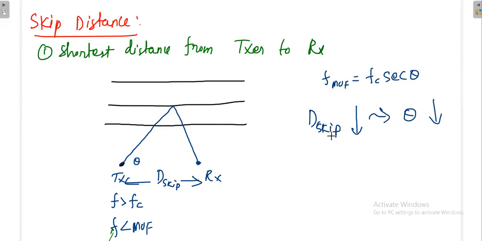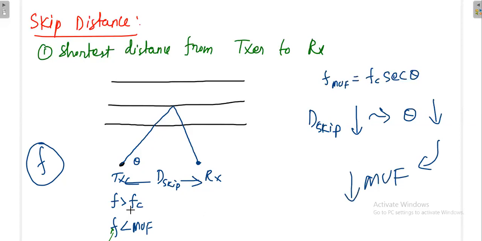Already you are operating at some frequency in between these two. Now you are trying to reduce d skip. What will happen to theta? Theta has to be reduced. Then what will happen if you reduce theta? MUF, the maximum usable frequency, will reduce as per the formula.